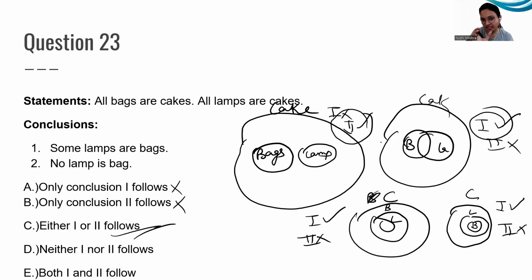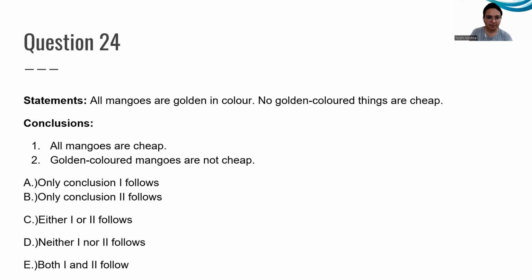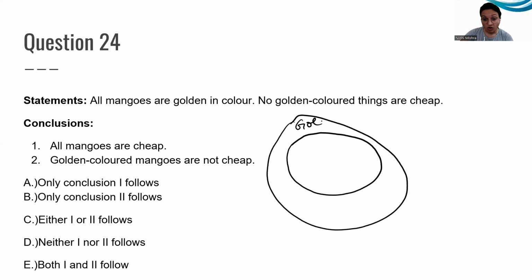You have to be very, very careful in these questions. These are very good questions. Okay? Yes. Now, let's see. Question number 24. All mangoes are golden color. So these are mangoes. This is golden color. All mangoes are golden in color. No golden color things are cheap. So these are golden colored things, and no golden colored things are cheap. Correct? All mangoes are cheap?